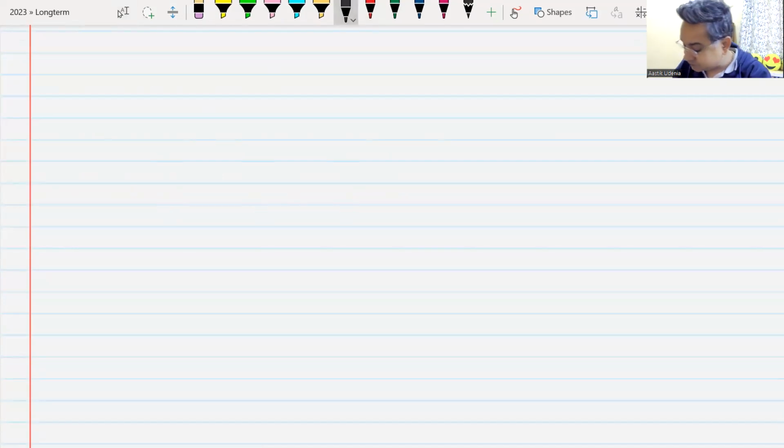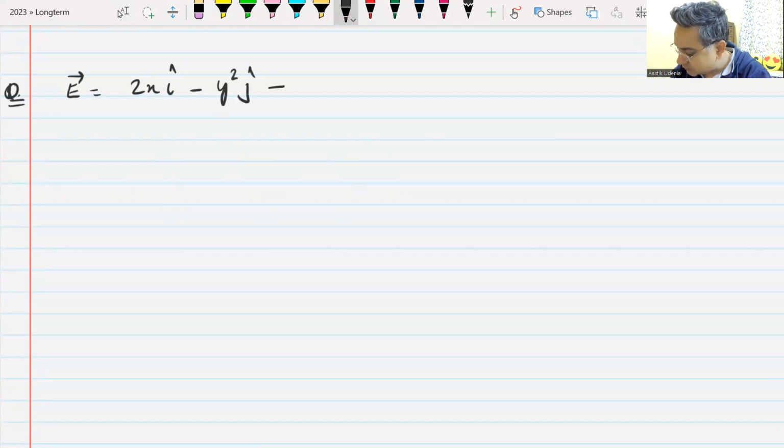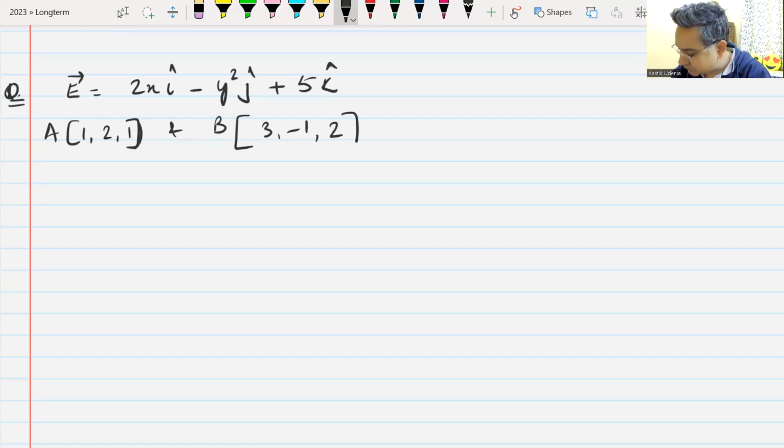I'll give you one more. Electric field is 2x i minus y square j plus 5k. The point A is (1, 2, 1), and the point B is (3, minus 1, 2). You have to find the value of VA minus VB. I'll give you a minute to get the equations done.